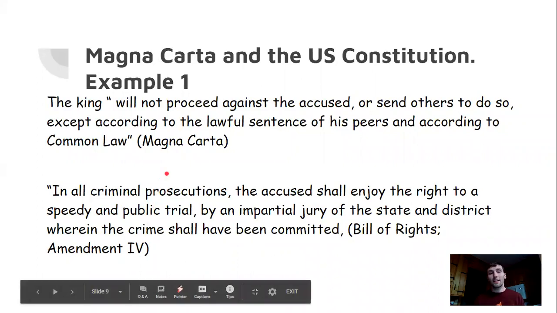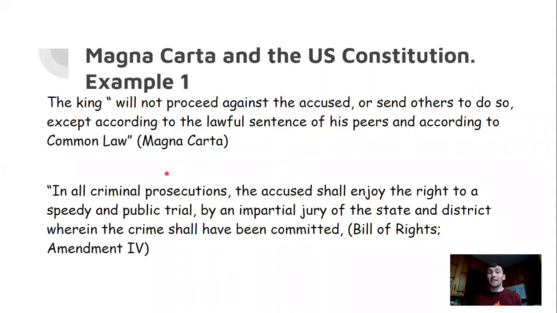The first one says, the king will not proceed against the accused or send others to do so except according to the lawful sentence of his peers and according to common law. And the second one says, in all criminal prosecutions, the accused shall enjoy the right to a speedy and public trial by an impartial jury of the state and district wherein the crime shall have been committed.